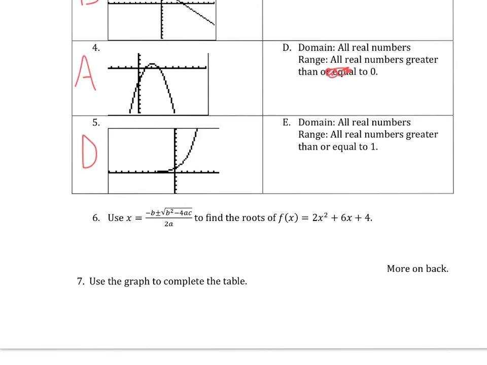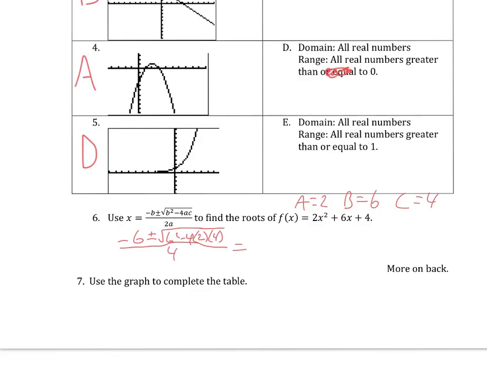Okay, now we need to use the quadratic formula to find the roots of that function. So let's begin by listing out our A, B, and C. So I think A is 2, B is 6, and C is 4. So let's plug those into the quadratic formula. So opposite of B would be negative 6 plus or minus the square root of B squared minus 4 times A times C, all over 2 times A, which would be over 4.